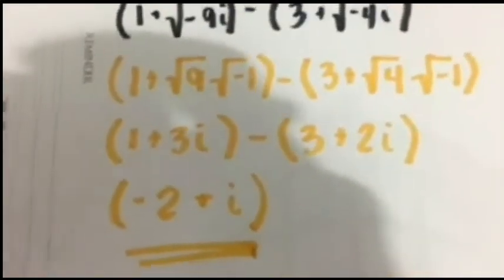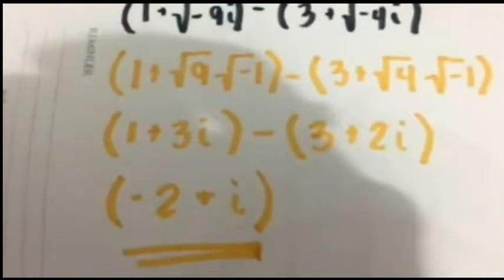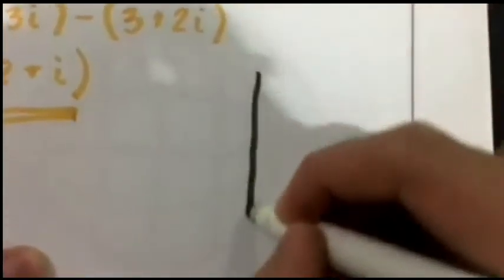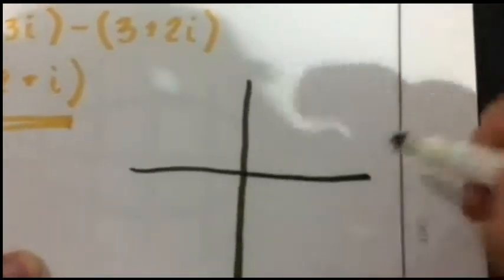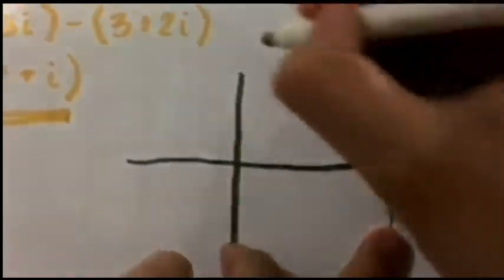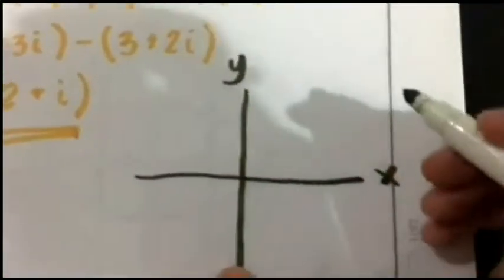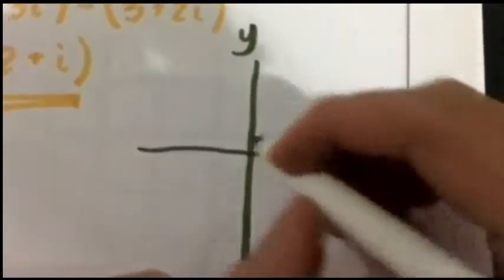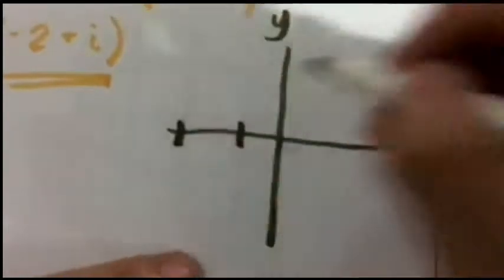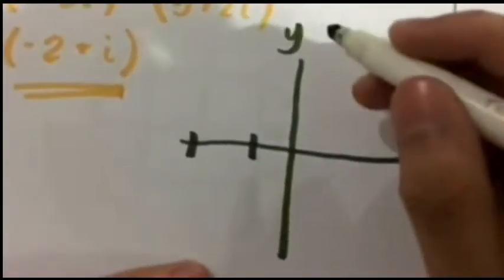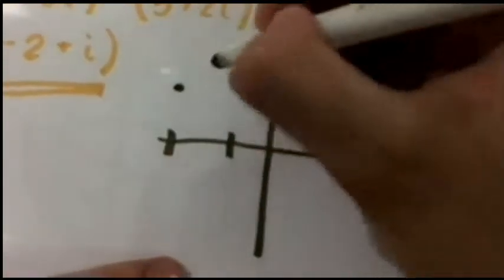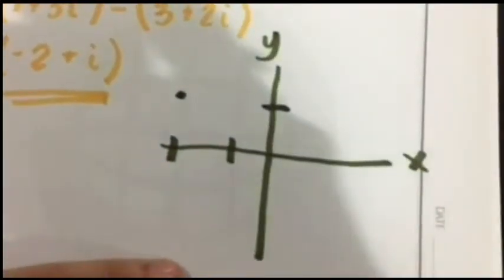Now we have to graph our answer. Let x be the real number and y be the imaginary number. So here we got negative 2 on the real number, so 1, 2, and 1 on the imaginary number here, and we plot it there. Now we have our answer.